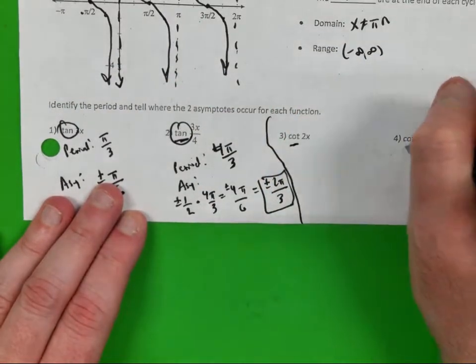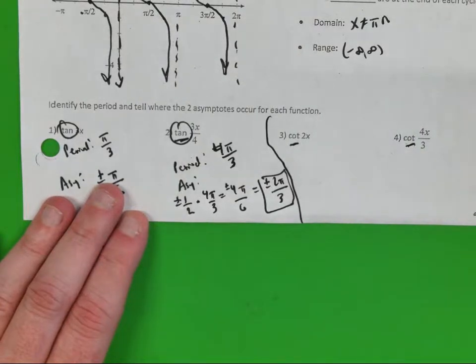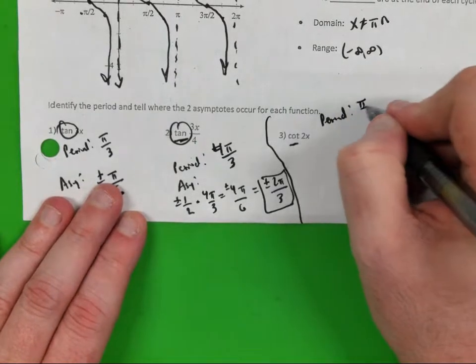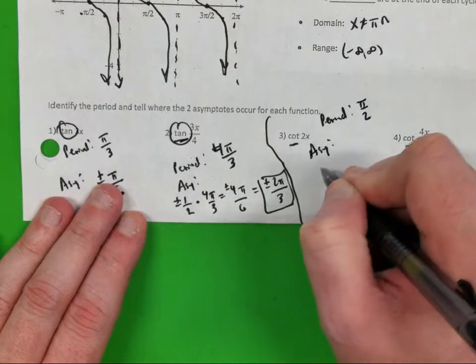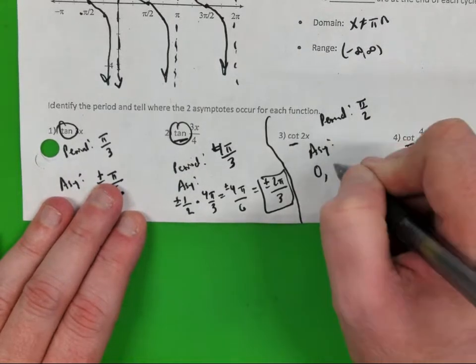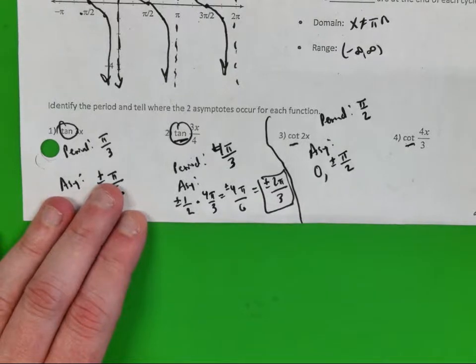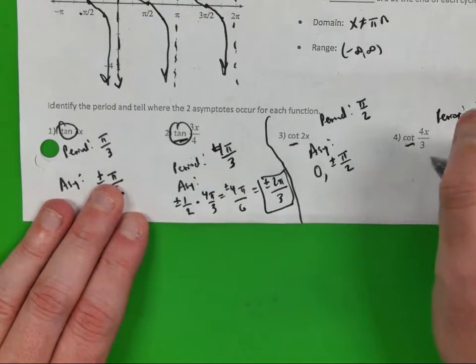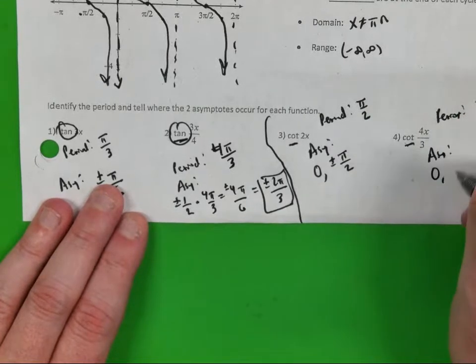Now 3 and 4 deal with cotangent. To me, those are even easier. What's your period for number 3? Pi over 2, because your b value is 2, so it's pi over 2. Now here, your asymptotes, what's always the first one? 0, and then plus or minus your period. So the cotangent is always just plus or minus the period. Oh, that's not bad. Tangent is when you got to multiply by plus or minus 1/2. Cotangent, what's my period here? 3 pi over 4. Your asymptote would be always what's first? 0 and then what?